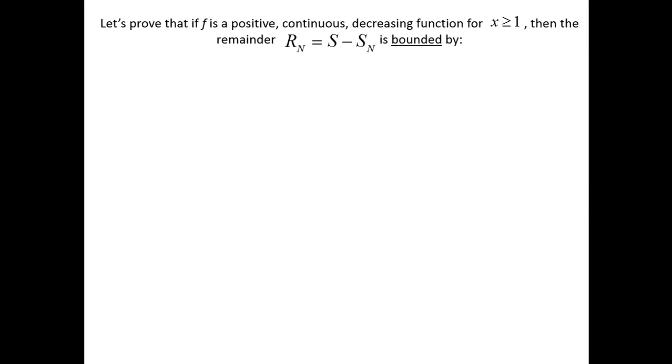So the PowerPoint says, let's prove that if f is positive, continuous, and decreasing, so the functions we've been working with in this PowerPoint, then the remainder, R sub n, is bounded by this expression. The remainder is positive, and it's less than or equal to the integral of the function from n to infinity, where n is whatever number you used for your partial sum.